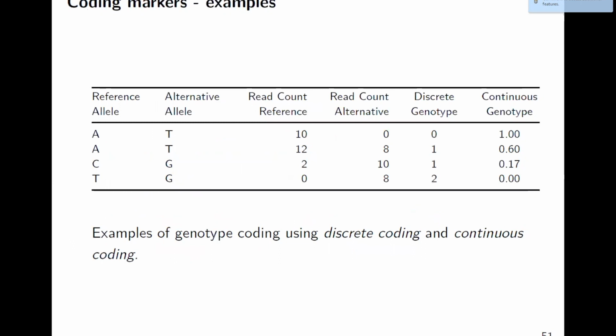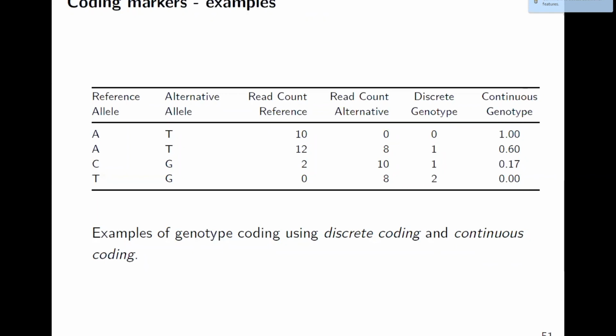I'm showing in this table 4 SNPs. And here I have read counts from both of the alleles of these SNPs. So in one case, for instance, I have read counts from my reference allele, but not from my alternative allele. And in what I call discrete genotype, or discrete coding of the marker information, I'll assign a value, let's say 0, to this case. And when I have both alleles, I'm going to say it's a 1. And when I don't have one of the alleles, I'll say it's 2. That's basically what I did before.